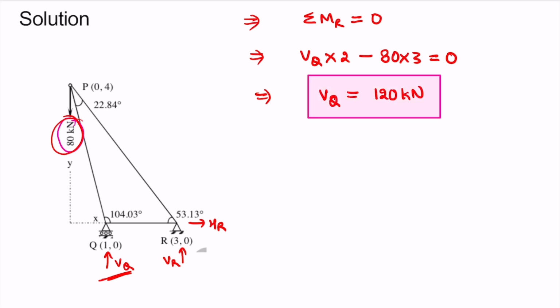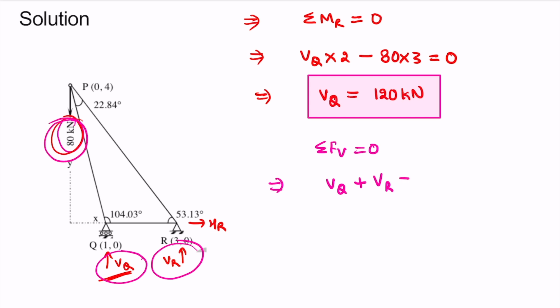So now we get the value of this VQ reaction. Now to find out VR, we will use another equilibrium equation. Let's say summation of force in vertical direction to be 0. So let's write down all the forces which are in vertical direction. So we have this VQ which is upward, so let's call it positive here, plus we have VR, and we have this 80 which is in downward direction. So let's write minus 80 equal to 0. From here we get the value of VR as minus 40 kN.